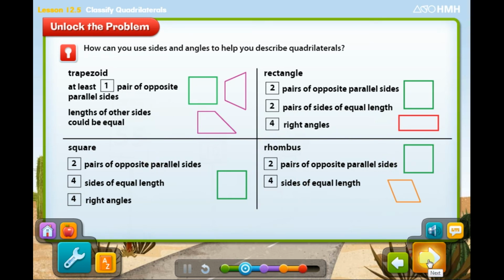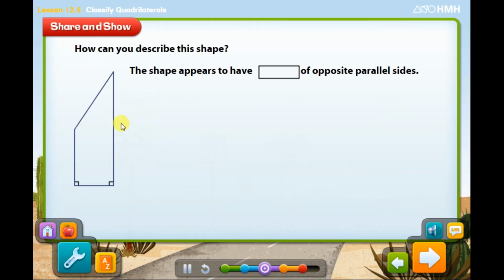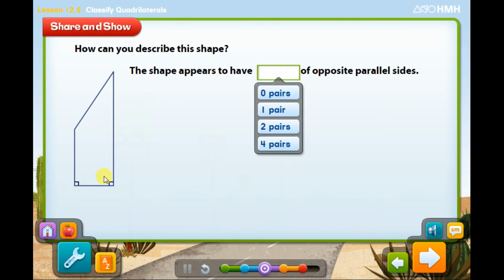So let's move to another example and see. How can you describe this shape? First, this shape is what? Okay, is it a rectangle? I don't think so. Is it a square? No, of course. Is it a rhombus? The rhombus is the brother of the square. It's not. So, is it a trapezoid? So, let's check and see.